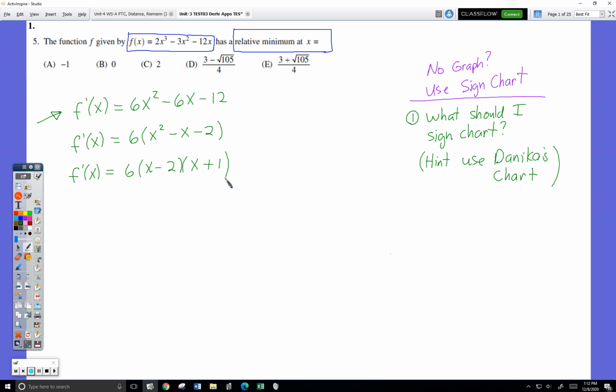Anybody want to talk more about that? She said a key thing. She saw right here that this is a quadratic, and not all, but most quadratics on the AP test will factor. Most, but not all. So she factored the quadratics. Now we have f prime factored. That would be step 2 over here on my sign chart.